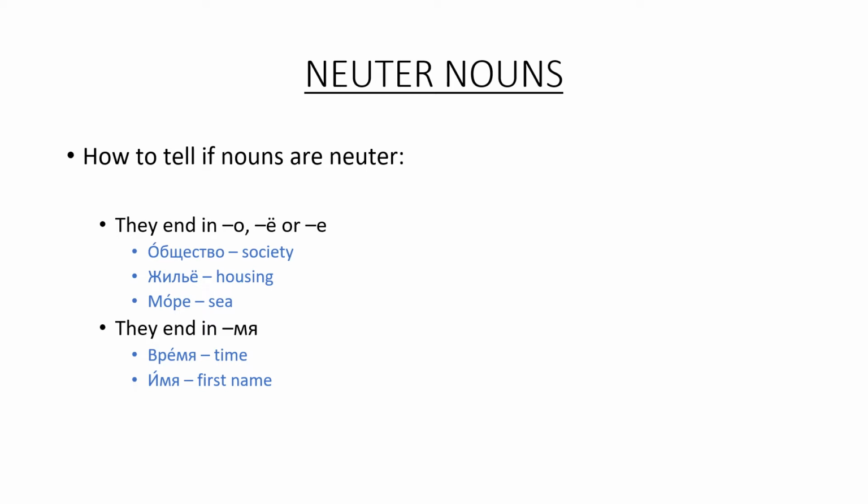Most neuter nouns in Russian end in о, ё, or е, such as общество, meaning society, жилье, meaning housing, and море, meaning sea. There are also a few neuter nouns in Russian which have the ending мя, such as время, time, and имя, first name.